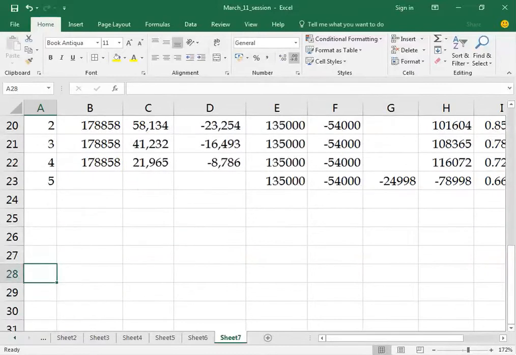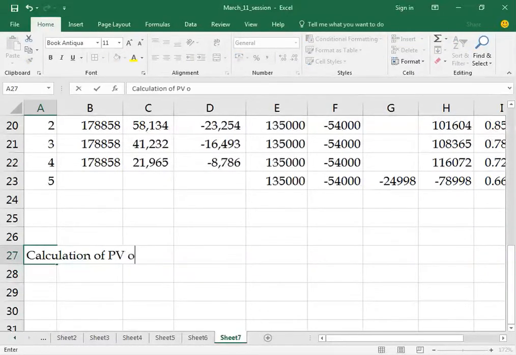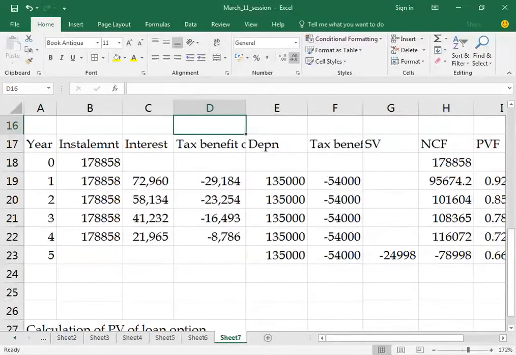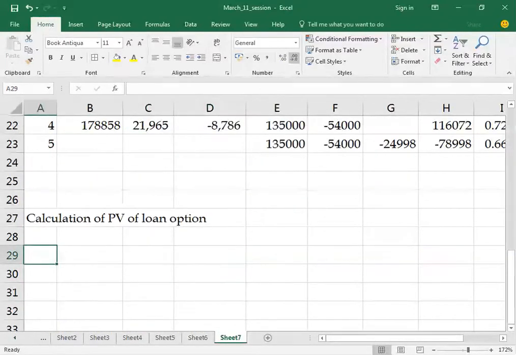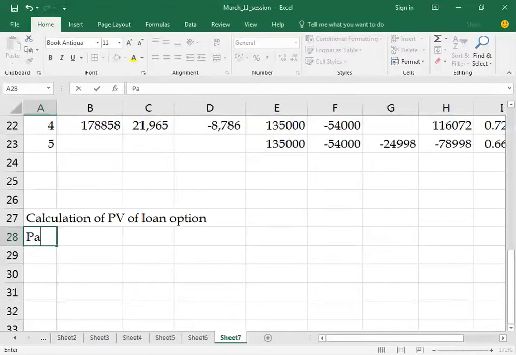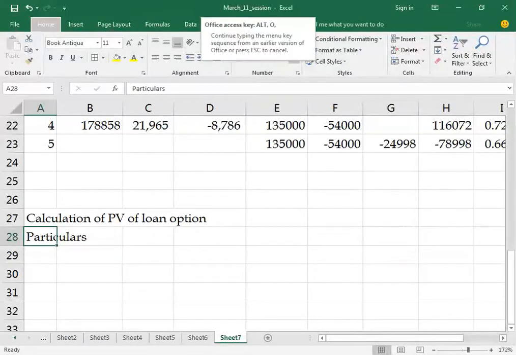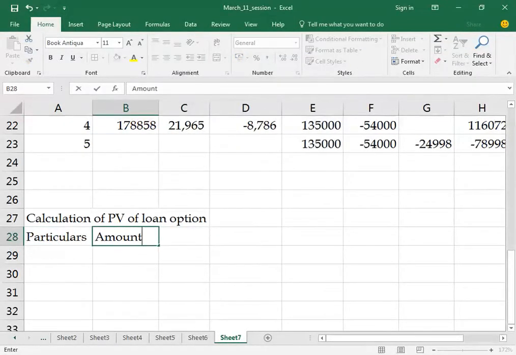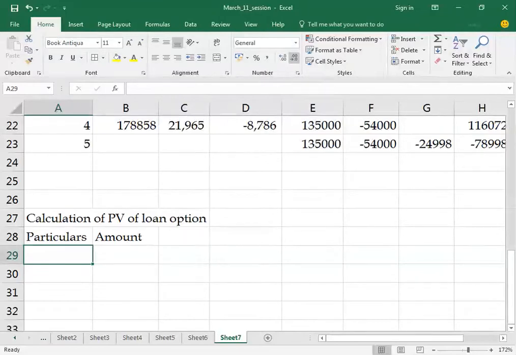Now please listen. Calculation of present value of loan option. Interest you get tax benefit, depreciation also you get tax benefit. You can add and do it together. You can club it together. Particulars and amount. Now please listen. In this question, I'll tell you the shortcut, and when we use the shortcut, I'll also tell you.